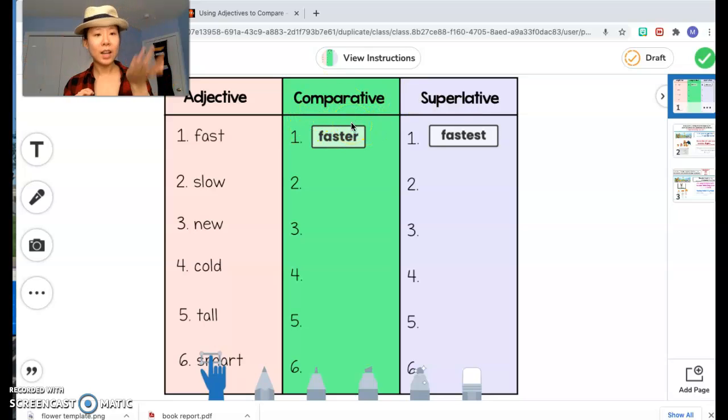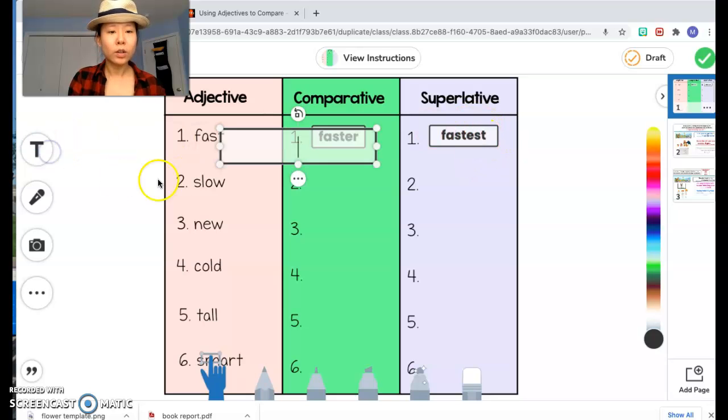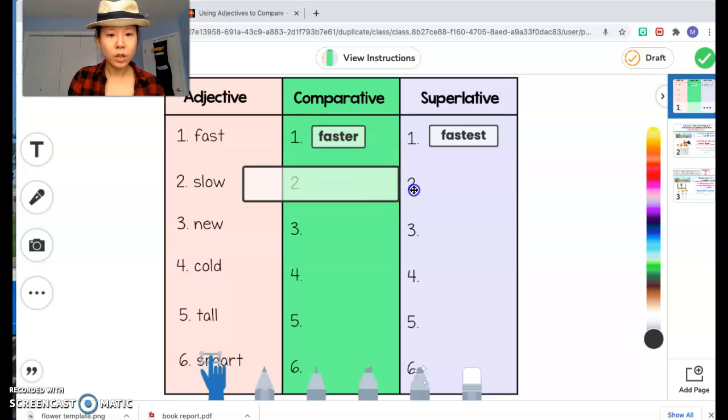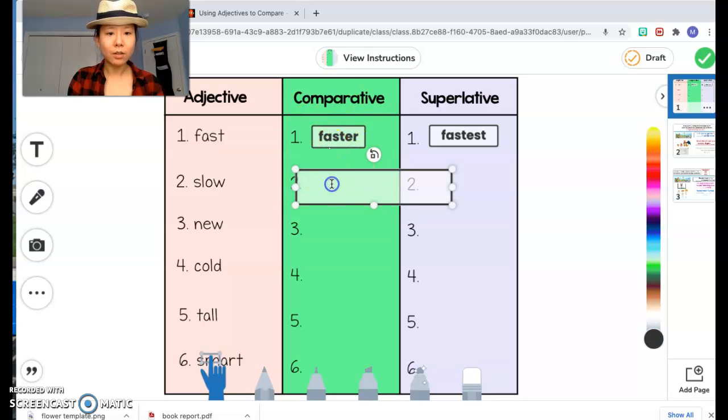Like 陈老师 runs faster than 潘老师, so it's 陈老师 and 潘老师, you're comparing them, those 2 people. But if you say 陈老师 runs the fastest at Lila, because there are definitely more than 3 people at Lila, right? So use the fastest, you add EST at the end of the word. So for number 2, when you're doing comparative, you add ER. So number 2 is going to be slower, right? Slower.